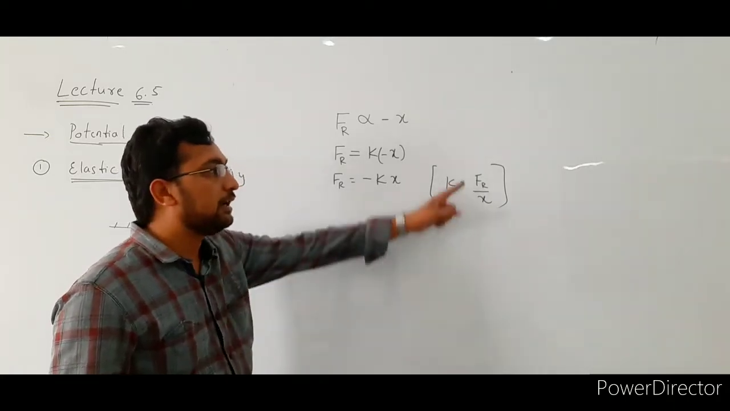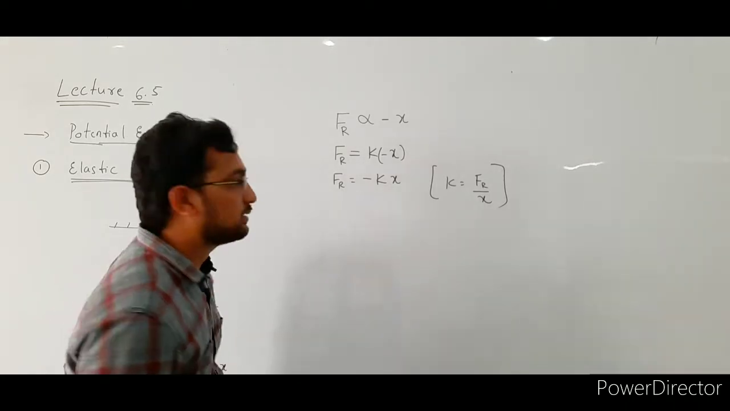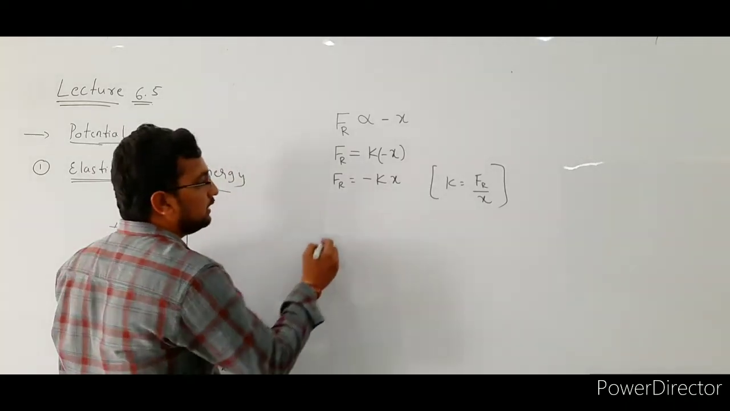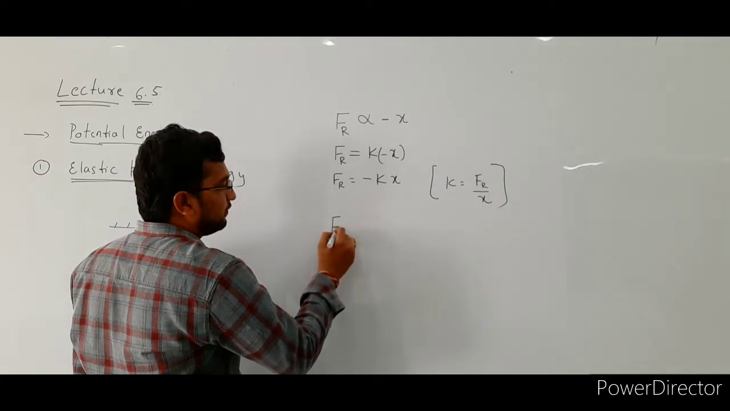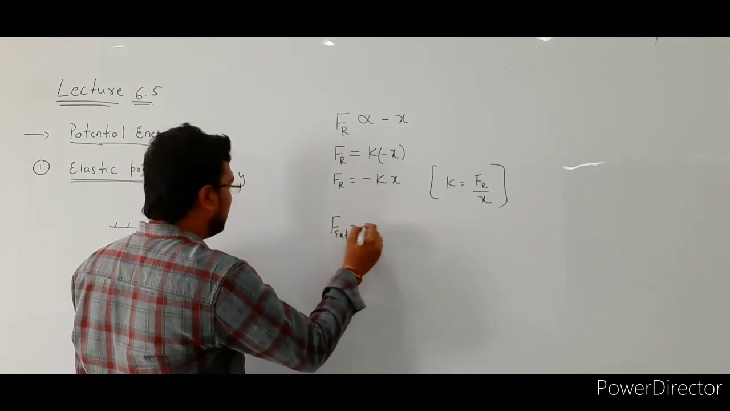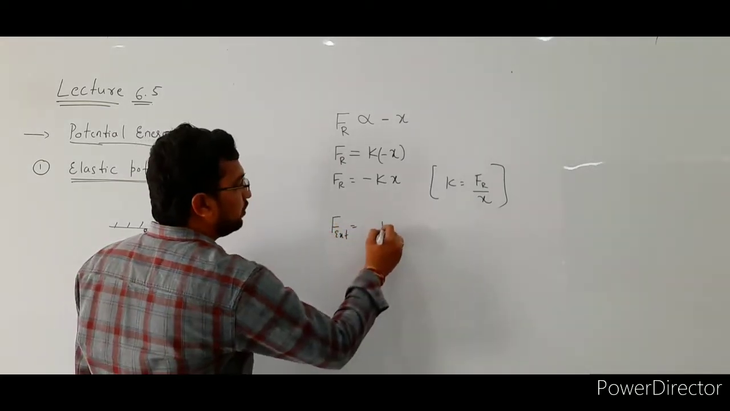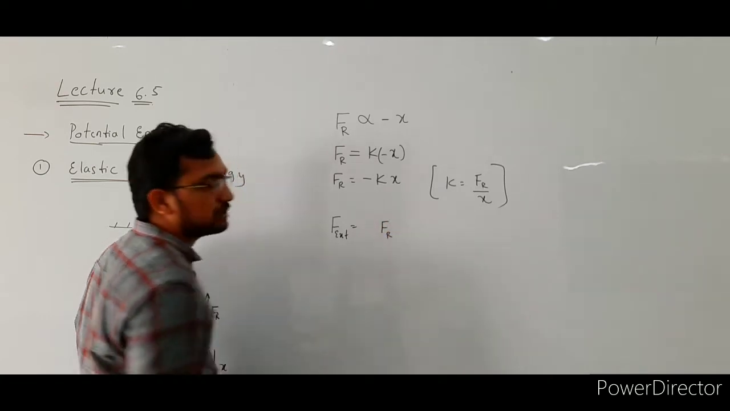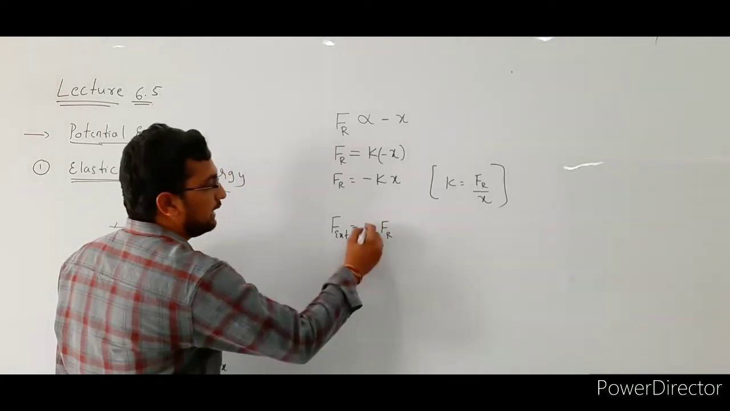The definition is restoring force per unit displacement. Okay, the next one, the external force. The external force acting on the spring is equal to the restoring force but in the opposite direction.